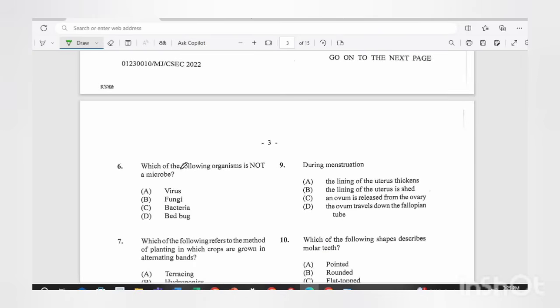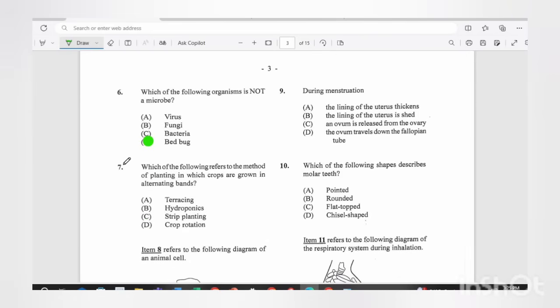Question 6. Which of the following organisms is not a microbe? Is it A. a virus, B. fungi, C. bacteria, or D. bedbug? The answer there is bedbug. Microbes are microscopic.